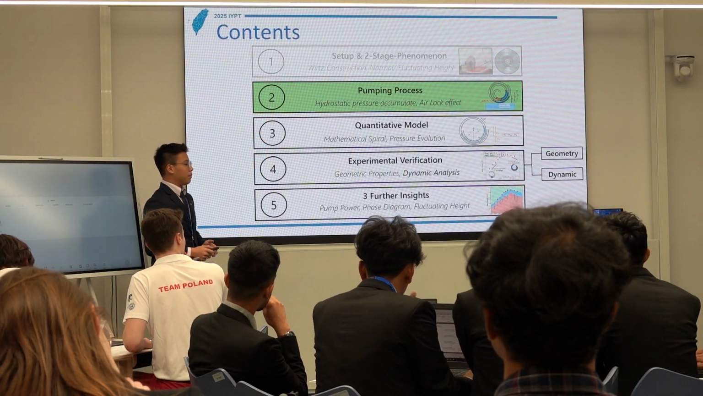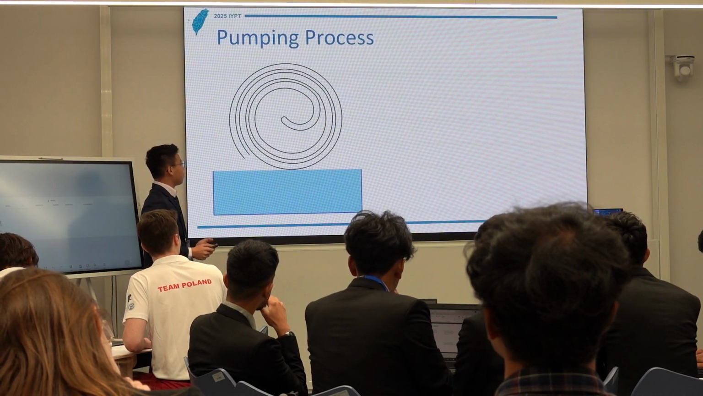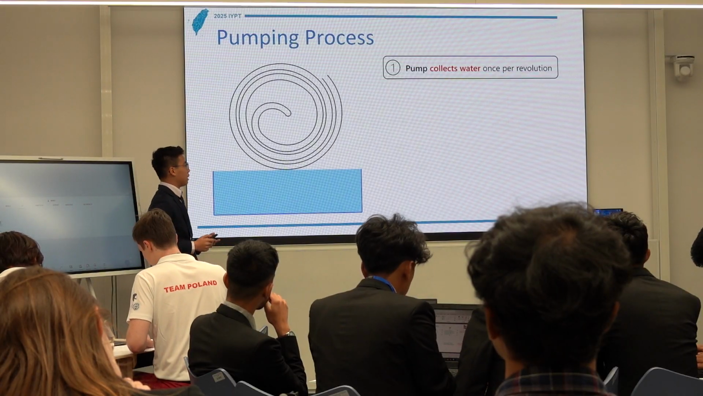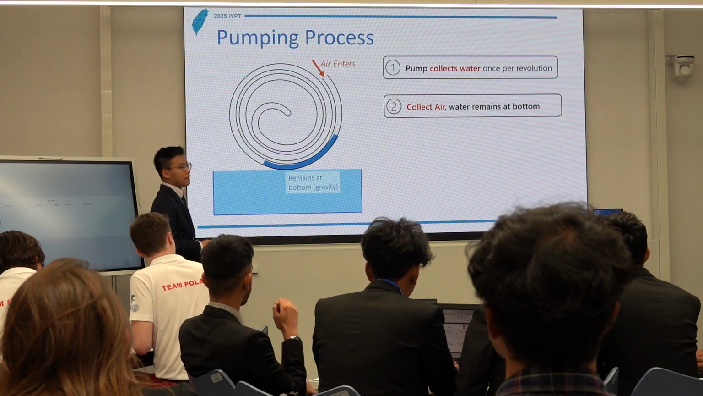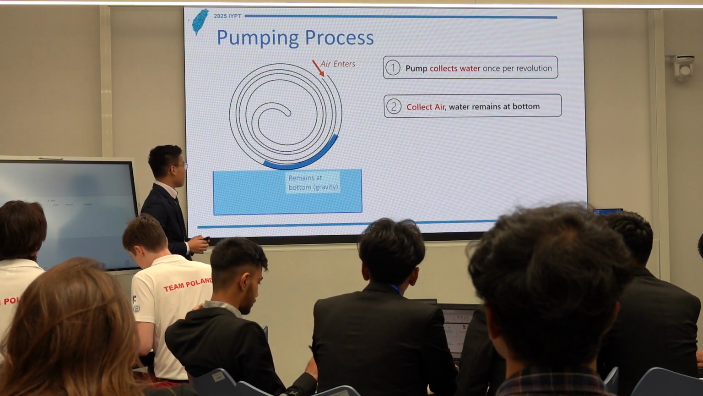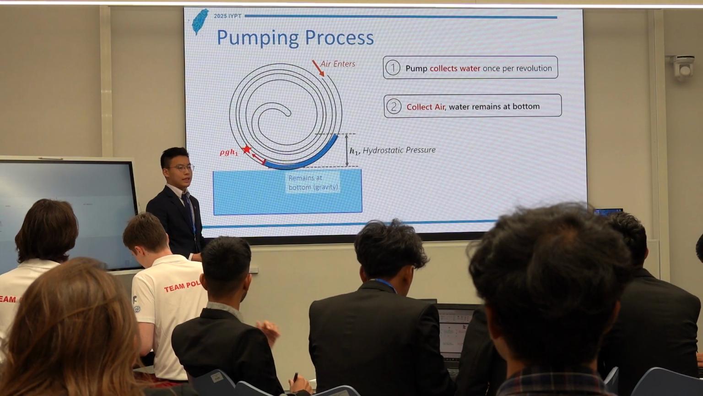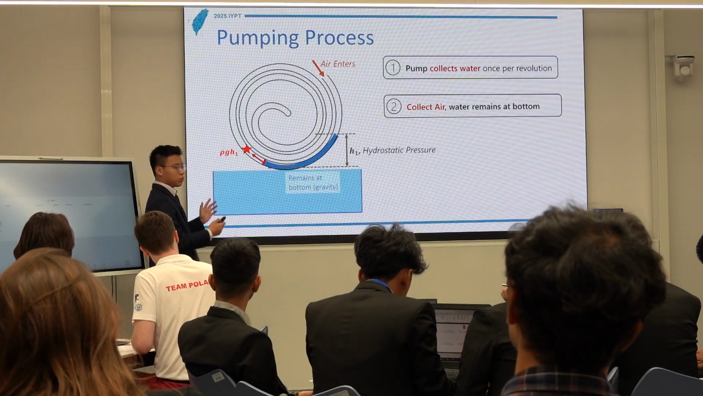So let's talk about the pumping process. When a pump is rotated, it will collect water once per revolution. Then the collected water will remain at the bottom due to gravity. Then the air will enter the pump. This water here forms a hydrostatic pressure. The pressure is now rho GH1.